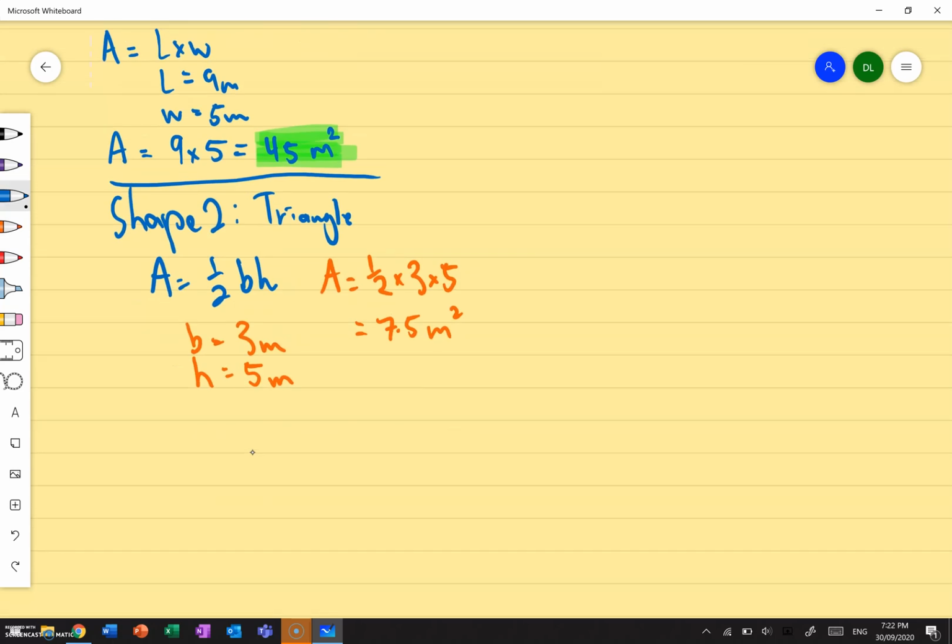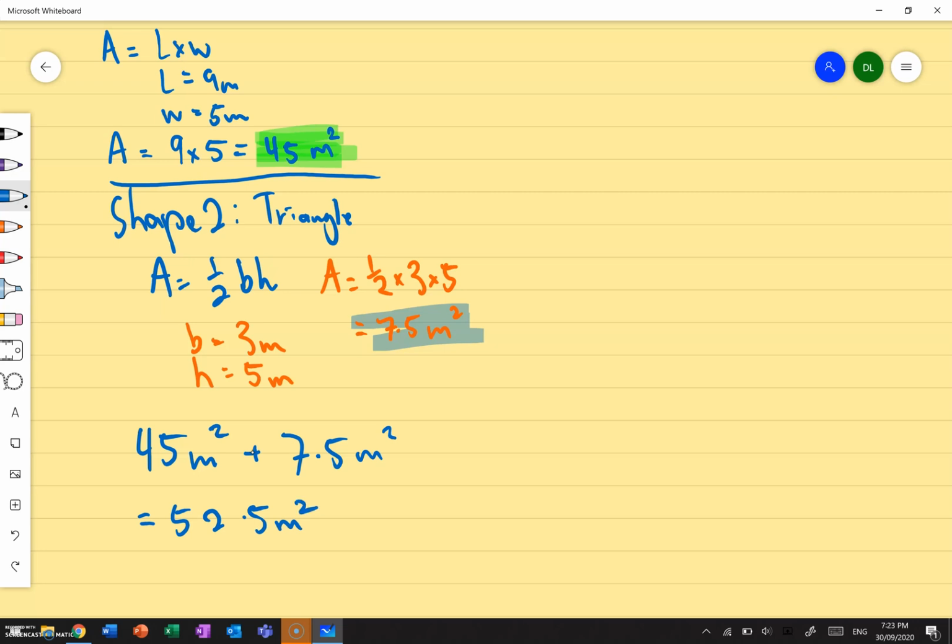Let's highlight that first, actually. There we go. I've got 45 meters squared from our first shape. And our second shape is 7.5 meters squared, which gives me a total of 52.5 meters squared. Hopefully that makes sense. If it didn't, feel free to go back and pause the video.